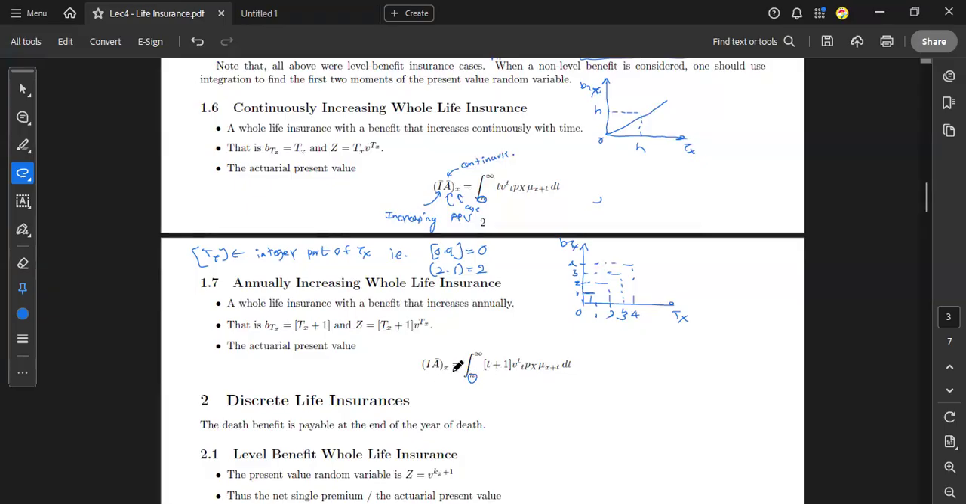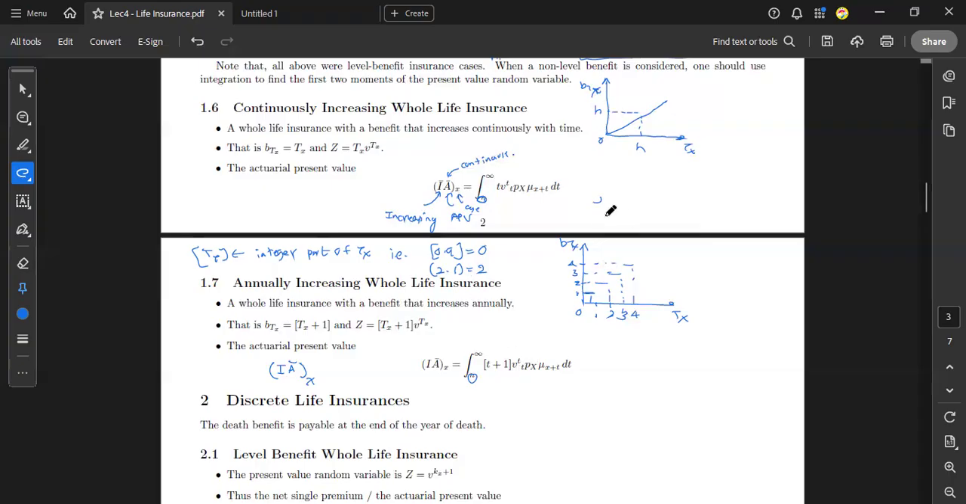But now you can see we don't have any bar for the I. That means this is increasing but not continuously. But the benefit is paid at the moment of death. So we use a bar only for the A. And then it is whole life. That's why we use X only. And the rest of the part is same. The additional part is t plus 1 bracket, which is the integer of t plus 1. And that is how we can define.